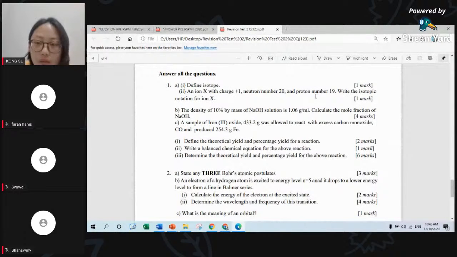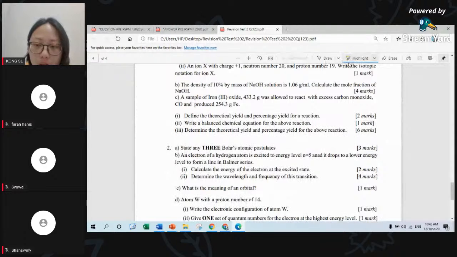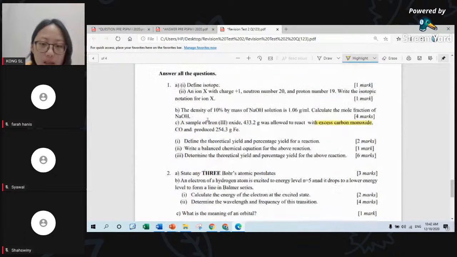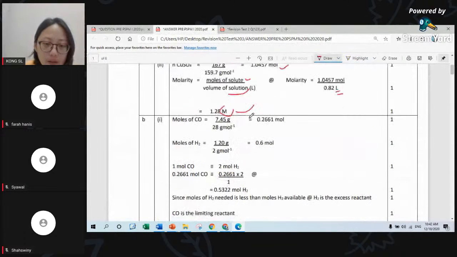Okay, like this question. You don't need to find the limiting reactant because based on the question, it already gives you the hints. Excess carbon monoxide. Okay, meaning that automatically iron oxide is the limiting reactant. Okay, boleh faham? Okay, so this one, just find the limiting reactant, find the number of mole, and then according to the equation 1 to 2, and then you calculate, it is 0.5322.